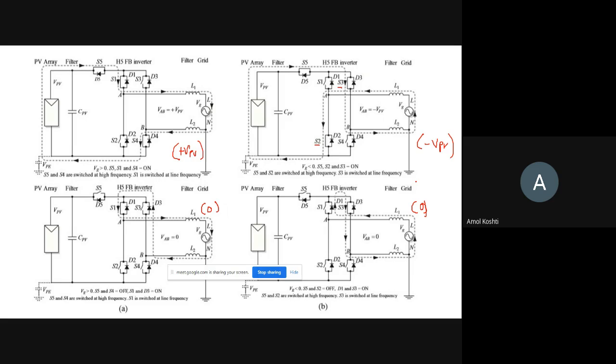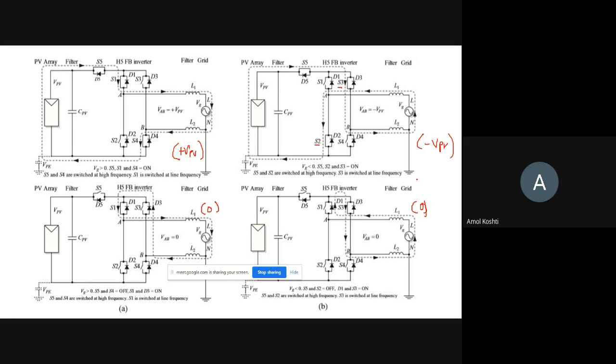So how can the performance be increased with respect to the conventional bridge inverters? For that we have to simulate this, and observe the output voltage or the harmonic content at the output of the conventional H bridge and this H5 bridge.